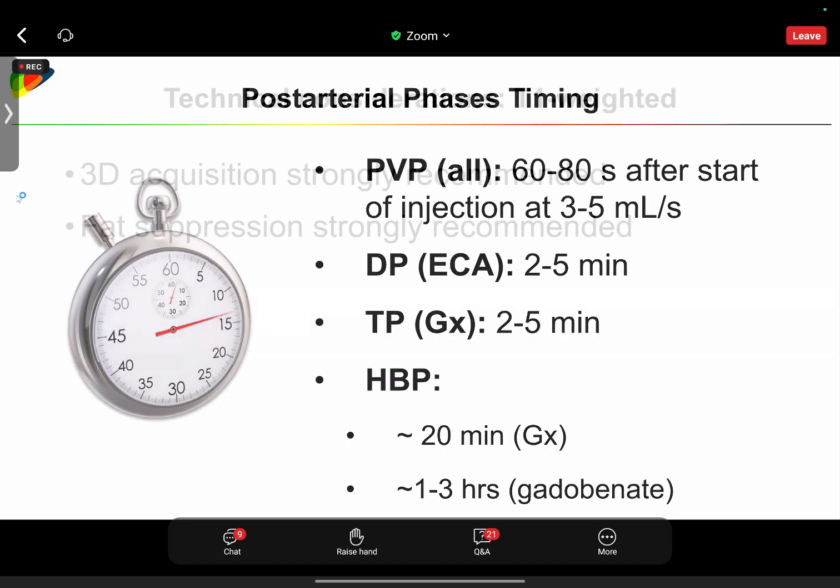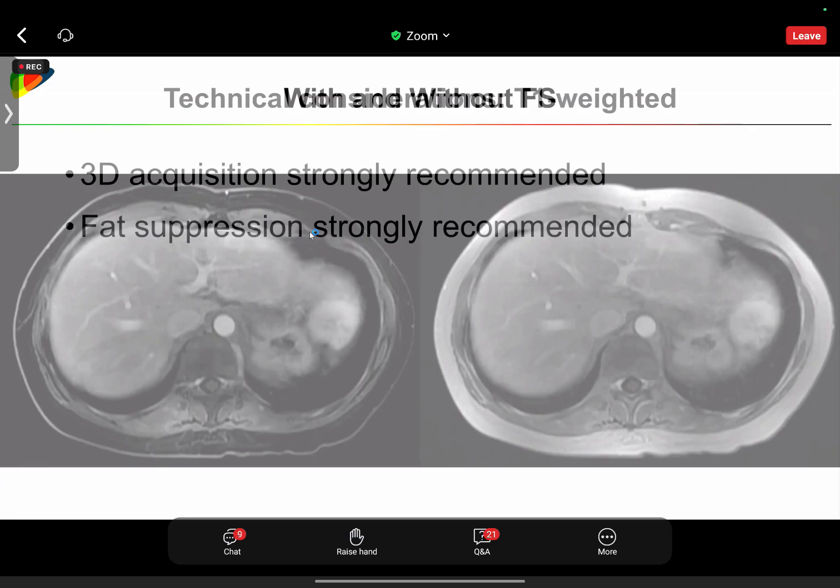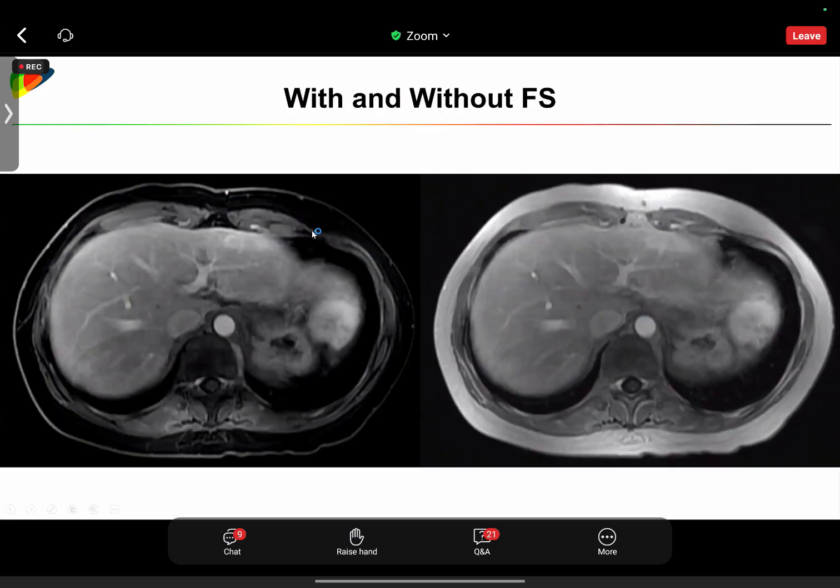For T1 weighted images, we want to use 3D acquisition, and we strongly recommend fat suppression. Here's an example of the same image with and without fat suppression. So Dixon acquisition, it's literally the same image with and without fat suppression. So you can see how the hyperenhancing lesions are a little easier to see when you apply fat suppression as opposed to without fat suppression.